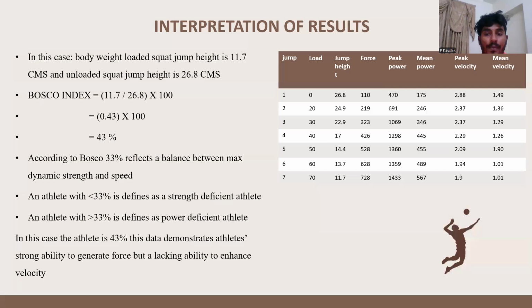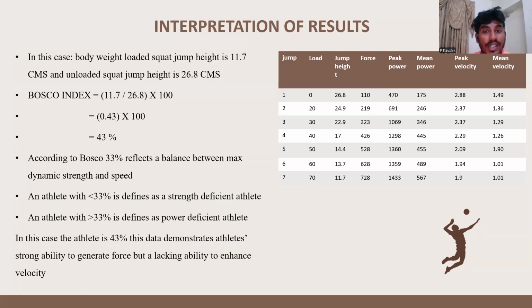In this case, the athlete's unloaded squat jump height is 17.26, or 11.7 centimeters, and the loaded squat jump height is 26.8 centimeters. So here the Bosco index percentage is 43%.